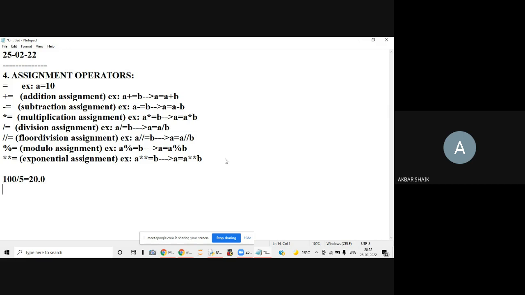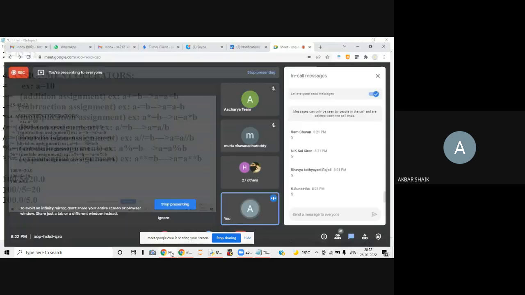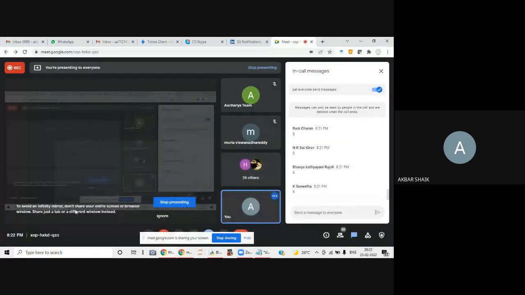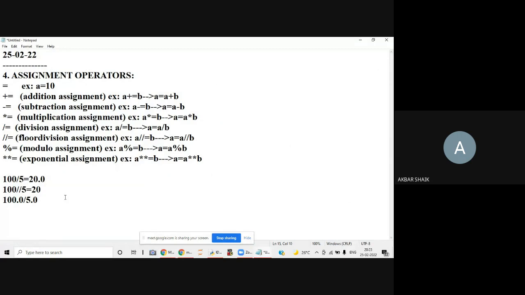This is normal division, everyone knows. 100 double slash 5, what is it going to give? It is going to give 20. This is an integer, always an integer. This is fine. Now what are we doing? It is not 100, it is 100.0 slash, what is the B value here? B value is 20, right? Not 5.0. So 100.0 slash 20. That's why we got 5.0.